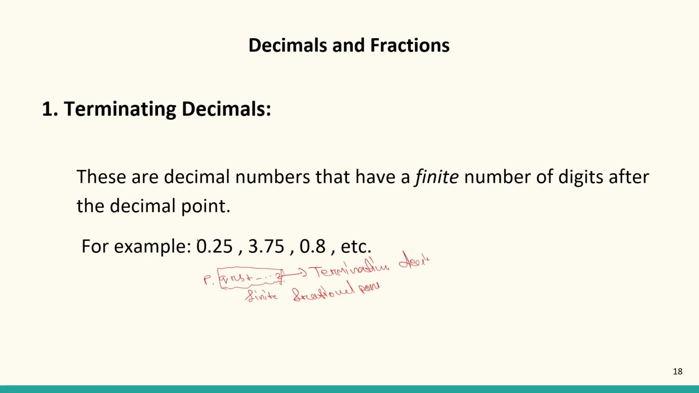So this is called a terminating decimal. Here for example you can see that 0.25, after the decimal point you have only two terms, that is 2 and 5. Again here after the decimal point you have 7 and 5 and nothing else. So that's why we can say that these are terminating decimals.